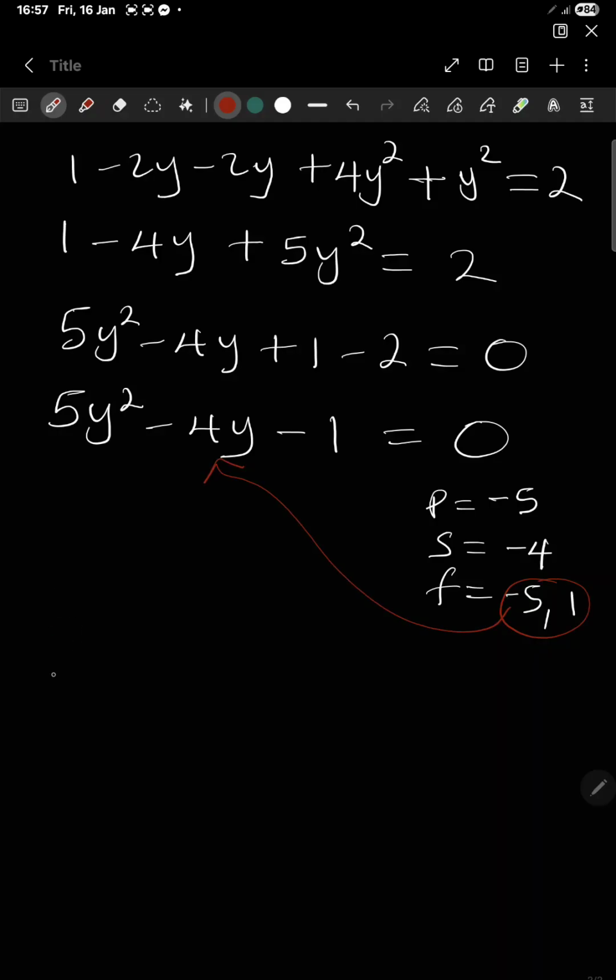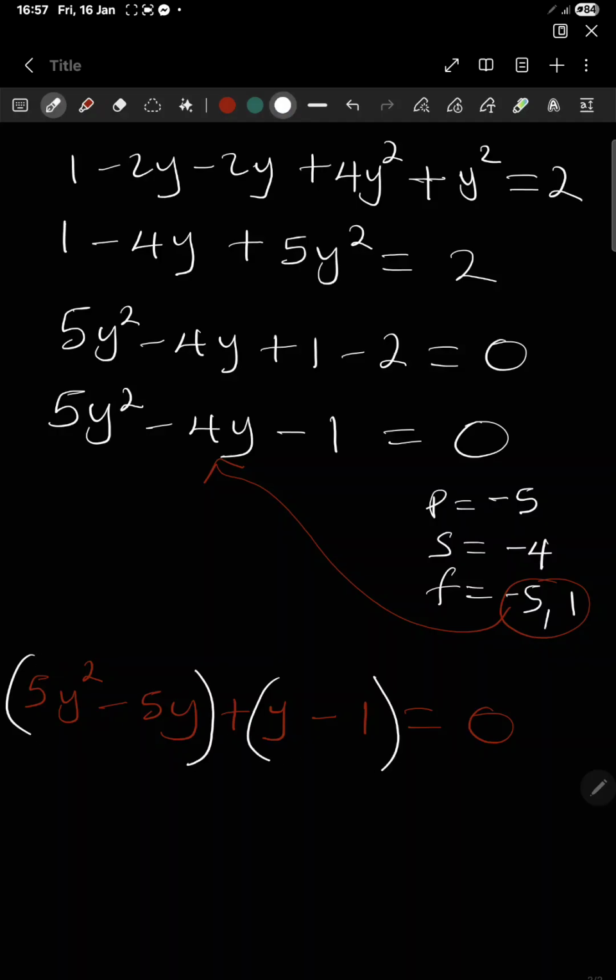So we say this is 5y squared minus 5y. I've gotten out this 5, I put it as 5y. And then plus that 1, so we can say 1y, which is just written as y. Then minus this one here, minus 1 is equal to 0. Now, after I've done that, we are going to group like that.